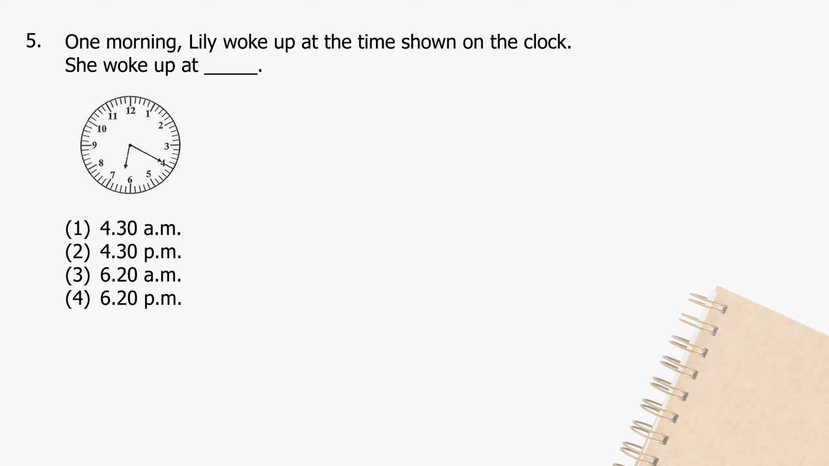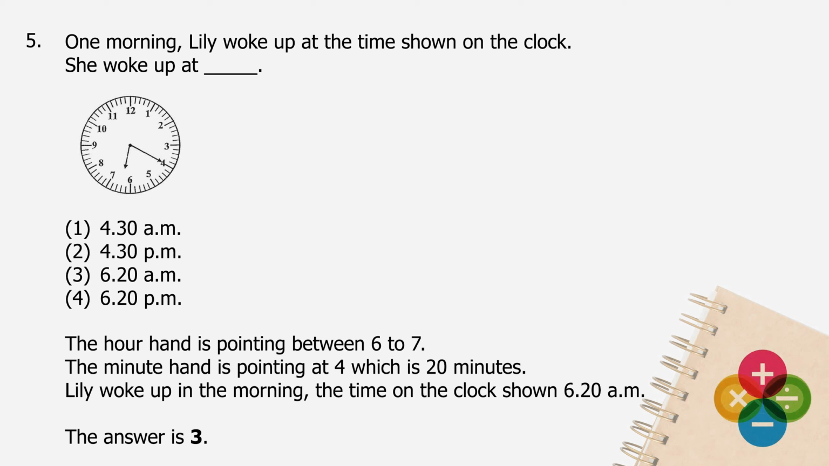Question 5. One morning, Lily woke up at the time shown on the clock. She woke up at missing number. The hour hand is pointing between 6 to 7. The minute hand is pointing at 4, which is 20 minutes. Lily woke up in the morning. The time on the clock shown is 6:20 a.m. The answer is 3.